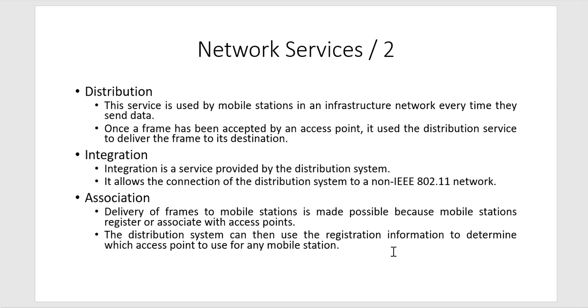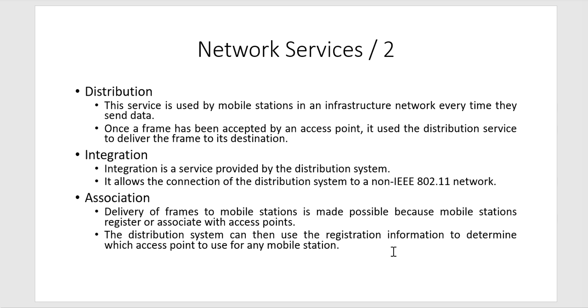Let's go one by one. What do you mean by distribution? Here, every access point has to be connected to a distribution system. This service is used by the mobile stations in an infrastructure network basically. The main responsibility of this one is, if a frame has been accepted by an access point, distribution services are used to deliver the frame to the destination. Integration. This is basically a service provided by the distribution system. It allows a connection of the distribution system to a non-IEEE 802.11 network. This is the main function of integration.